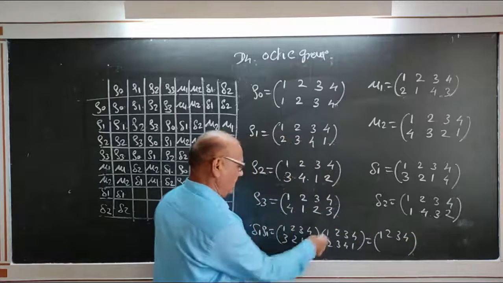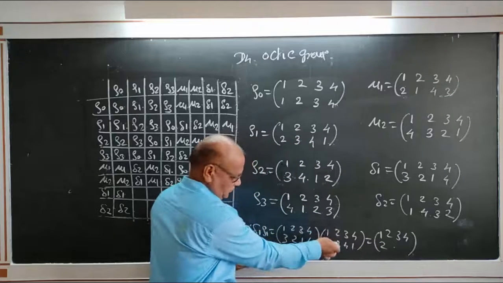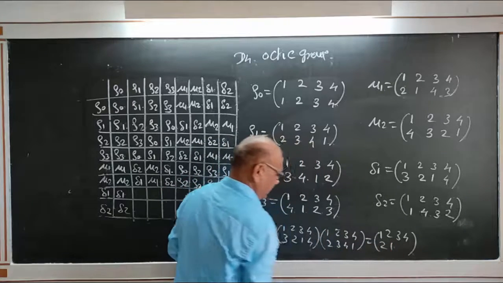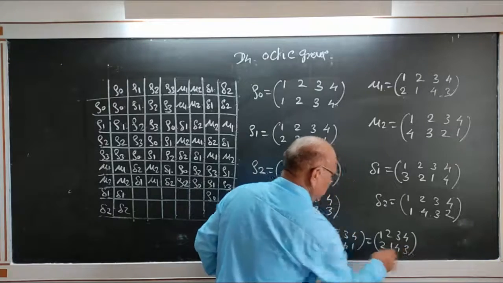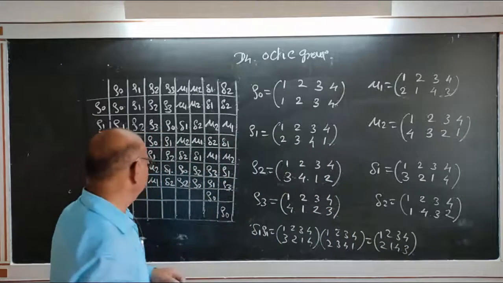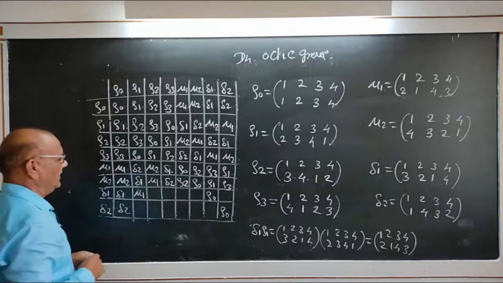Here 1 goes to 2, 2 goes to 2. Here 2 goes to 3, here 3 goes to 1. Here 3 goes to 4, here 4 goes to 4 and 3. That gives 2, 1, 4, 3. That means mu 1. This is mu 1.